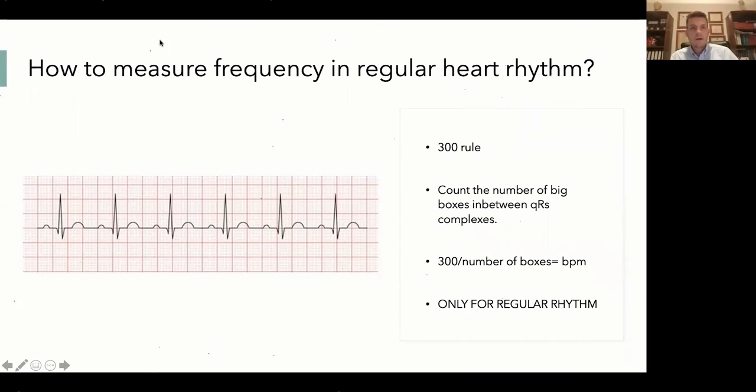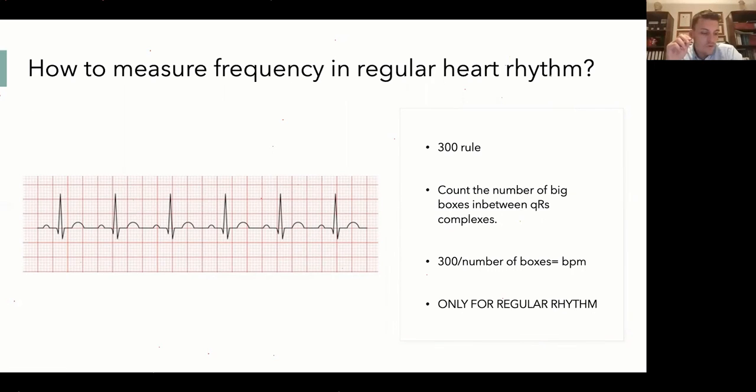How do we measure the frequency in regular heart rhythm? If it's regular, the R to R interval, which is the interval from this one to this one, and from this one to this one, will be the same. And we will use the so-called 300 rule. We divide 300 by the number of big boxes that are in between the two QRSs. So here there is 1, 2, 3, around 4 big boxes.